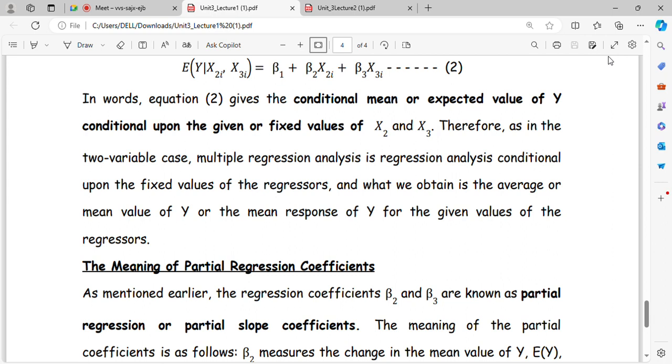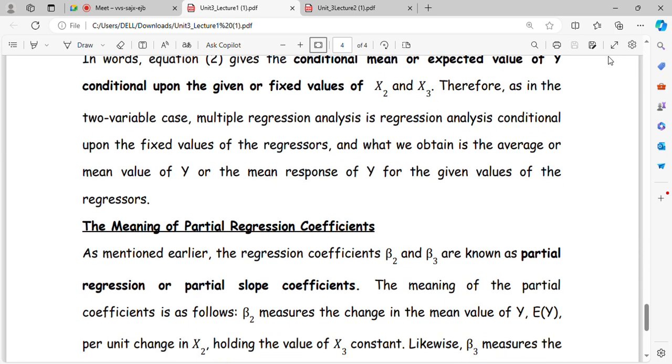right? This is nothing but beta 1, sorry, beta 2. So as mentioned, similarly beta 3 এর কি দেখাবে না rate of change of y with respect to change in x3 keeping x2 constant, holding x2 constant. So as mentioned earlier, the regression coefficients beta 2 and beta 3 are known as partial regression or partial slope coefficients. The meaning of the partial coefficients is as follows.